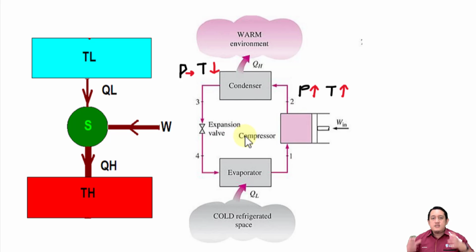Expand. Compressor, compress. Expansion valve, expand. So when we say expansion valve, the pressure and also the temperature of the refrigerant expand, which means that pressure will go down. So pressure will decrease. What about the temperature? At this point here, temperature also will decrease.